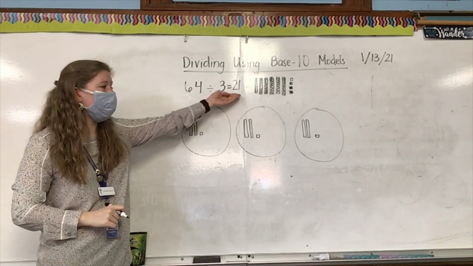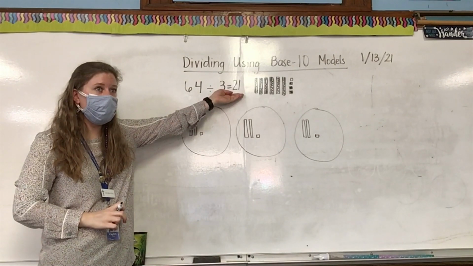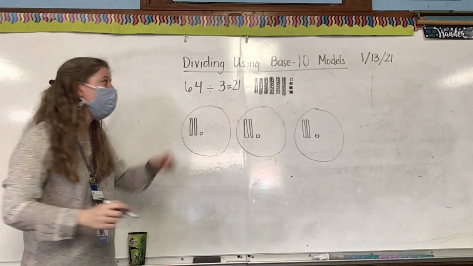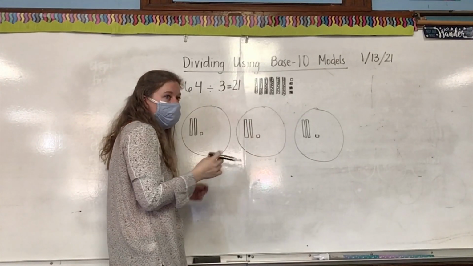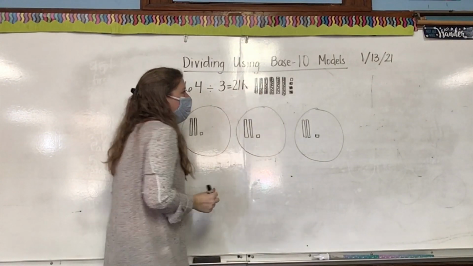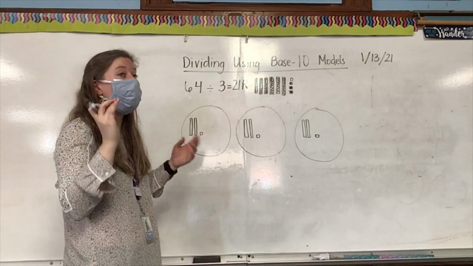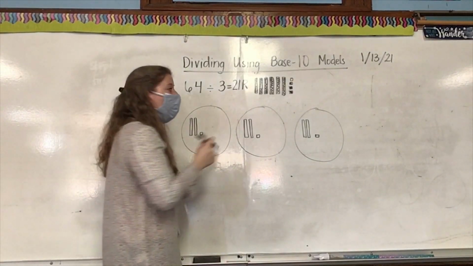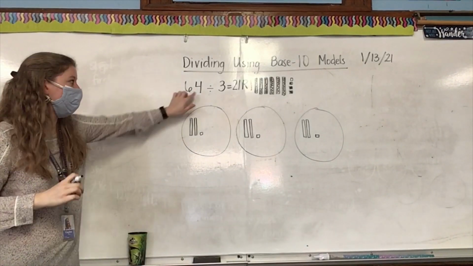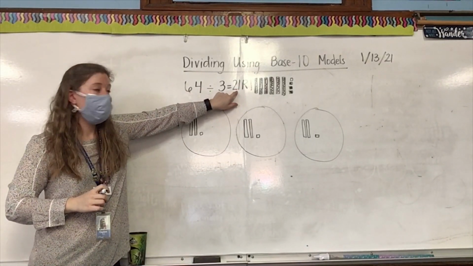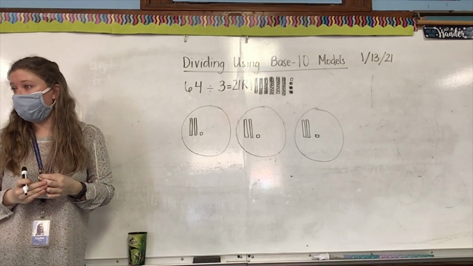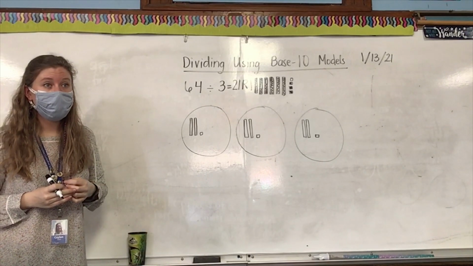Is 64 divided by 3 21? No, because what do I have to put to show that I had something left over? The remainder. What do I use to show that I have a remainder? Capital R. And then I put how many I left over, which is 1. So that means, Mason, 64 divided by 3 is 21 remainder 1. Very good, 21 remainder 1.